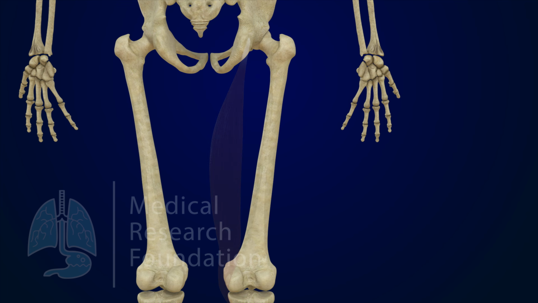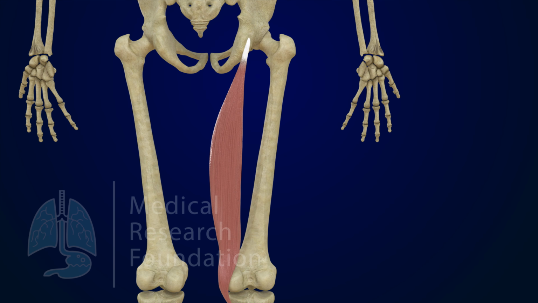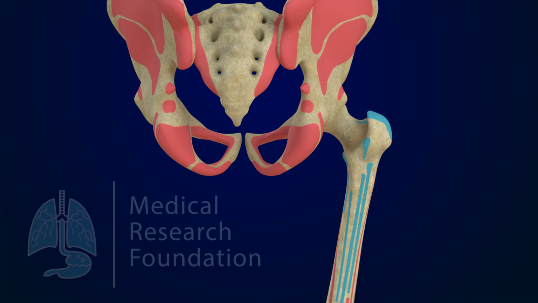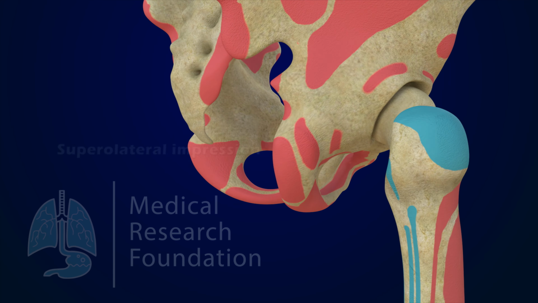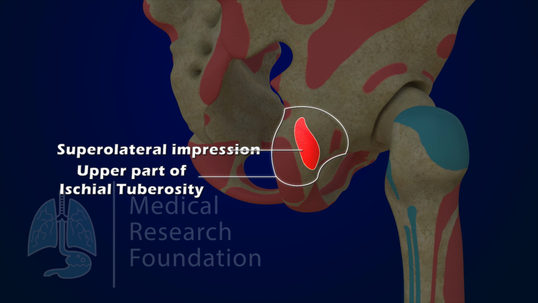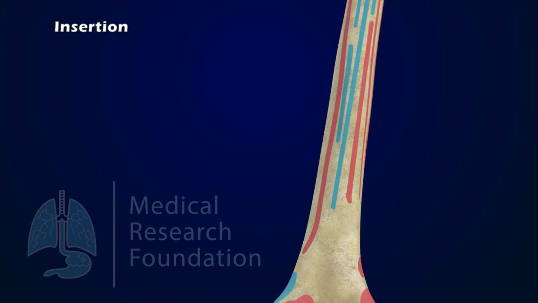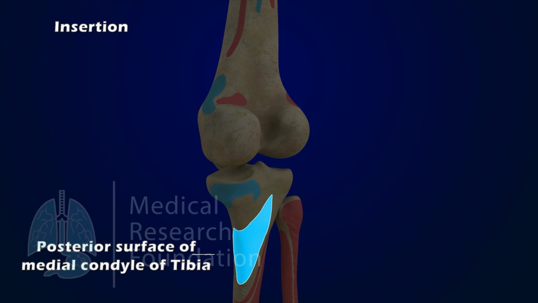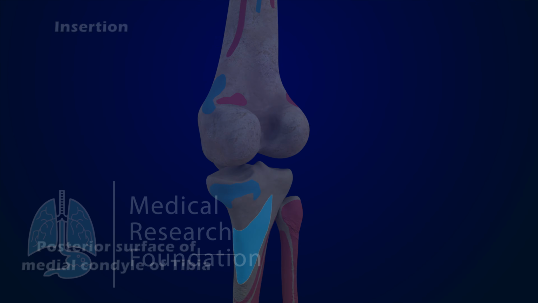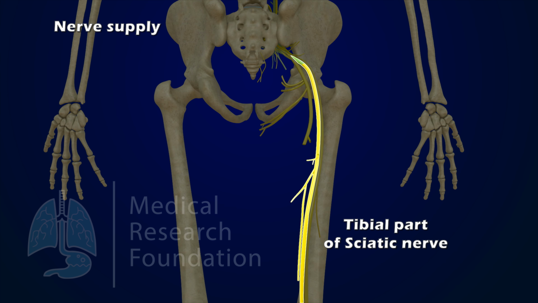Semimembranosus. It is so named because it has flat tendon of origin. Origin. From the superolateral impression on the upper part of ischial tuberosity. Insertion. In the groove on the posterior surface of medial condyle of tibia. Nerve supply. Tibial part of sciatic nerve.